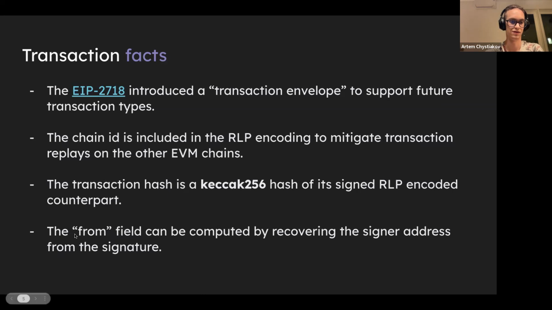And if you were attentive enough, the from field is actually absent in the transaction. Block explorers are smart enough to deduce this field from the signature and the transaction. So basically they recover the address from the signature and put it in the from field. But the transaction itself comes without the from field.